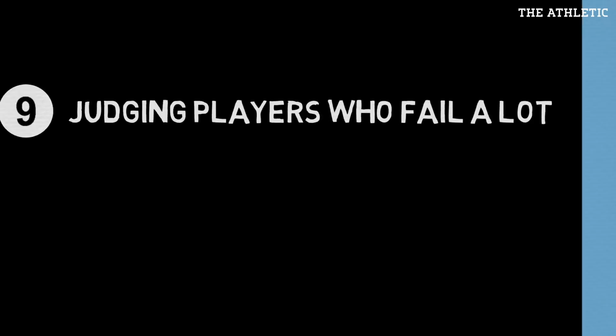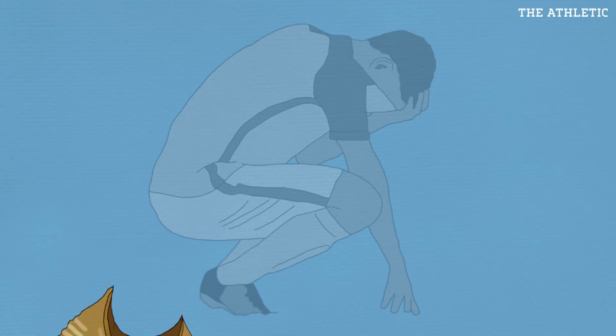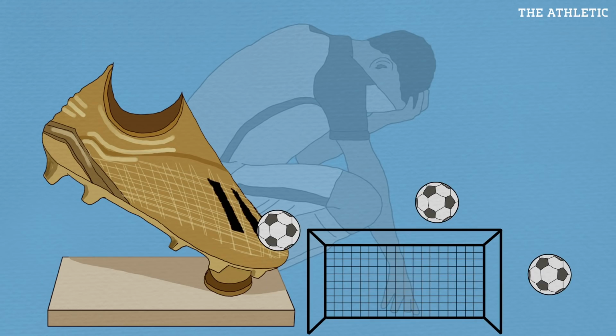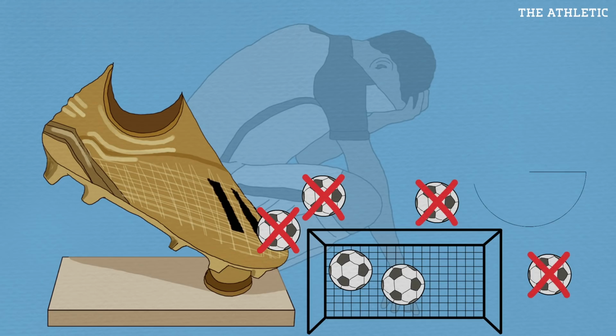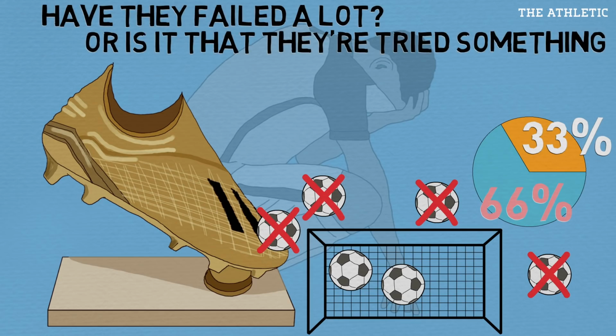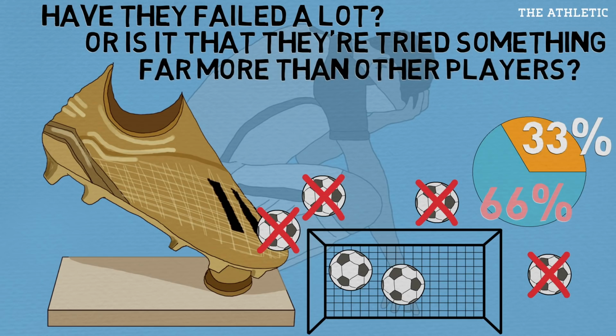9. Judging players who fail a lot. An obvious one. Every season, the Golden Boot winner in every league will fail to score more times than they succeed in doing so. In most cases, clearly, if the focus is on how many times a player has failed, it's worth turning that into a percentage to add more context. Have they failed a lot, or is it that they've tried to do something far more than other players?